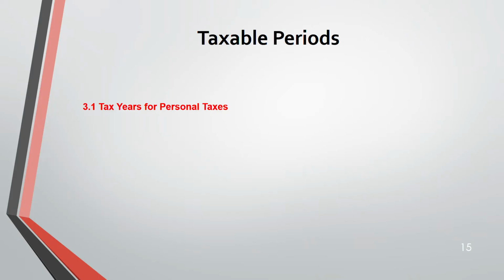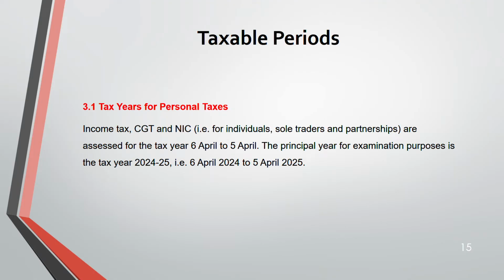Coming to the periods. If you are paying personal taxes, like income tax is a personal tax, then we take tax years. Okay. So what are the personal taxes? Three types of taxes are personal: income tax, CGT, which stands for capital gain tax, and NIC, national insurance contribution. These taxes are known as personal taxes. Okay. So it could be for individuals, it could be for sole traders, it could be for partnerships. They are assessed on the same time period.